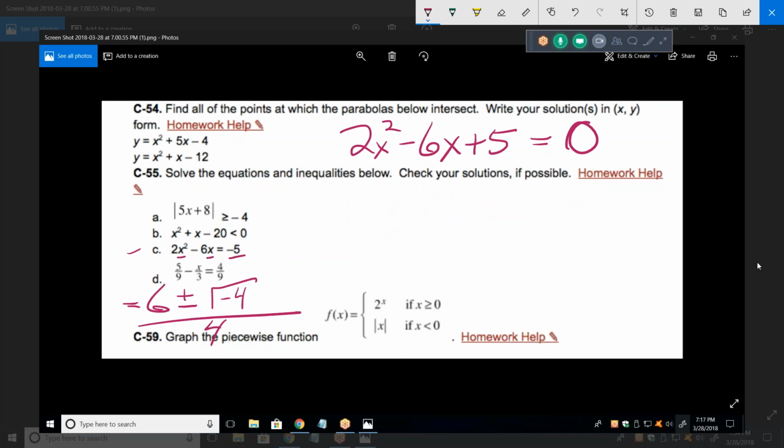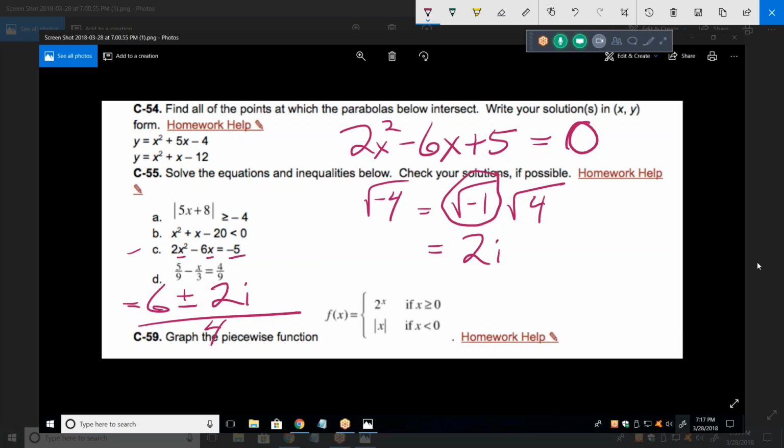I'll make it real simple for you. When you have the radical of a negative number, always split it into the radical of negative 1 times the positive number, because we know that the square root of negative 1 is i. And the square root of 4 is 2, so that's just 2i. So I can replace that square root of negative 4 with 2i.